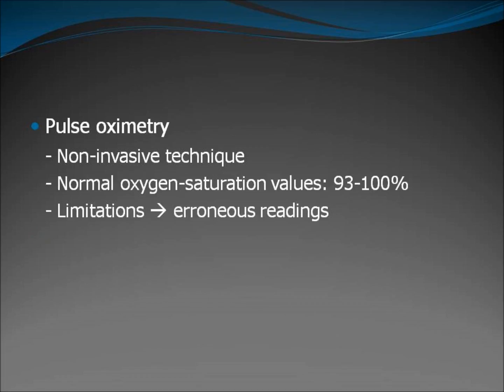Pulse oximetry is a non-invasive technique to assess the arterial oxygen saturation. The normal oxygen saturation values in adults measured by the pulse oximeter amount to 93 to 100%. The oxygen concentration in the tissues has to be maintained within normal limits in order to obtain a normal degree of activity. Limitations of pulse oximetry, such as low perfusion state, anemia, skin pigmentations, dyes, nail polish and motion artifacts, may result in erroneous readings.